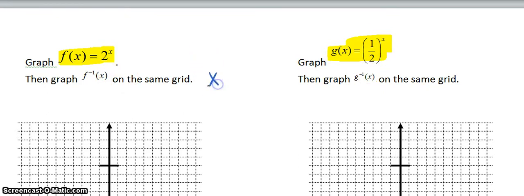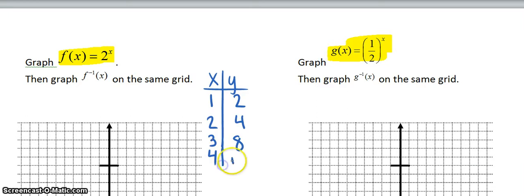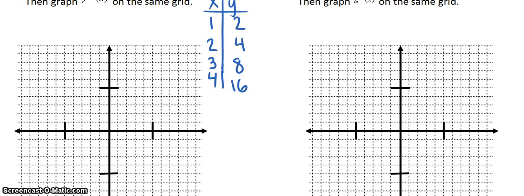If I make a table to go ahead and graph this, we can see a little bit further what this means. So if my x is 1, my y is 2. If my x is 2, my y is 4. If it's 3, 2 to the third is 8. If it's 4, then we have 16, so on and so forth. So if I plot those, I'll have 1, 2, 2, 4, 3, 8, and 4 is going to be up here at 16, somewhere over there.